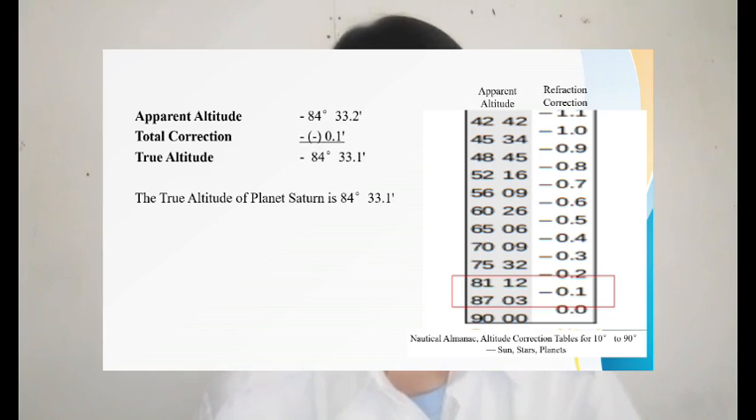Next step is to find the true altitude, which is the difference between apparent altitude and the total correction. So our apparent altitude, 84 degrees and 33.2 minutes, subtracted by 0.1. The true altitude of planet Saturn is 84 degrees and 33.1 minutes.